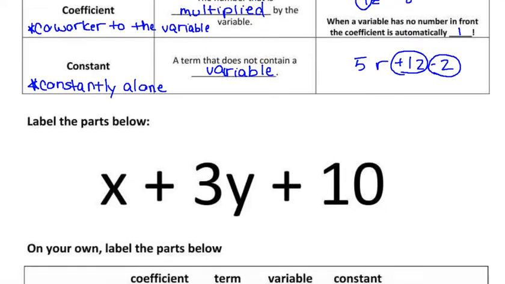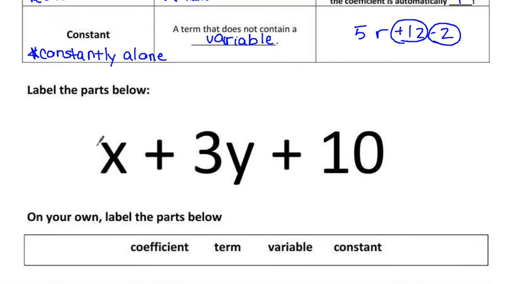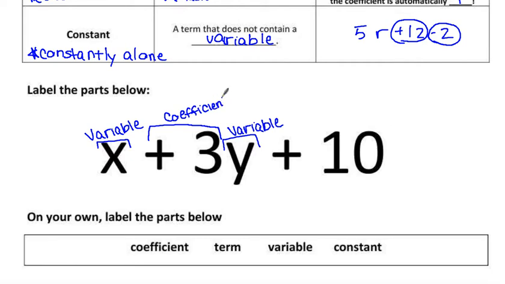So let's look at the example where we're labeling the parts down below. This here is the variable, or one of them. This y is also a variable. This positive 3, remember the operator sign has to go with the number, which makes it positive. That is the coefficient to this y. So it's the coworker. And this 10 here is a positive 10. That is a constant because it's all by itself.